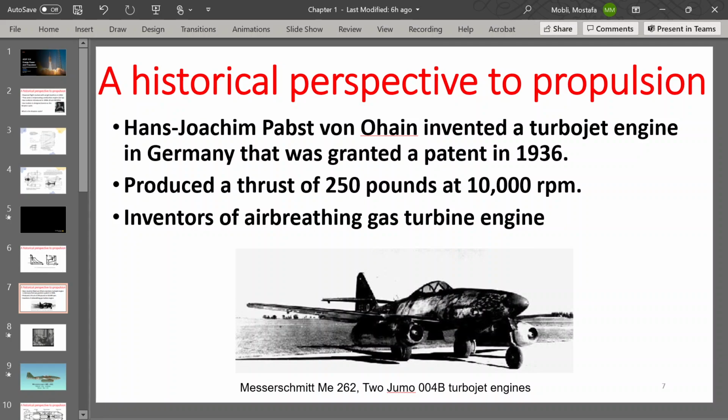And this is the actual plane that Kerr mentioned. Again, I might have trouble pronouncing the name, Messerschmitt 262, which was the second turbojet plane, but it was the first one ever that was mass-produced, right? It was used in the war. This plane has 2 of these jet engines, called the Jumo 004B turbojet engines.